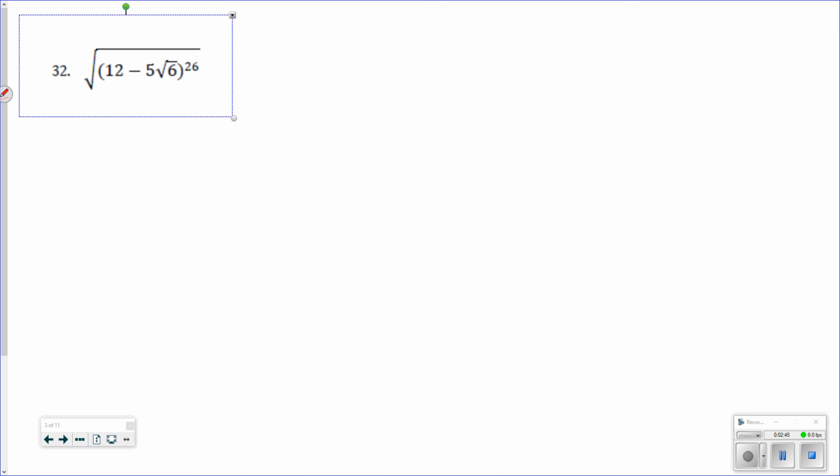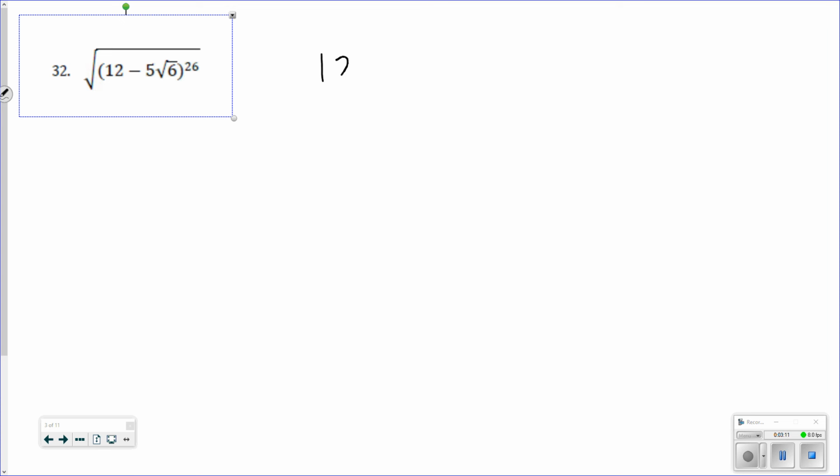All right, number 32. So we have the square root of 12 minus 5 root 6 to the 26th power. So it is an even power. So I want to figure out, well, is 12 minus 5 root 6 a positive or a negative number? I know the value of 12. I know the value of 5 root 6. I know their actual numbers. So I can figure out if this is going to be a negative or a positive number, and if I need absolute value or not.